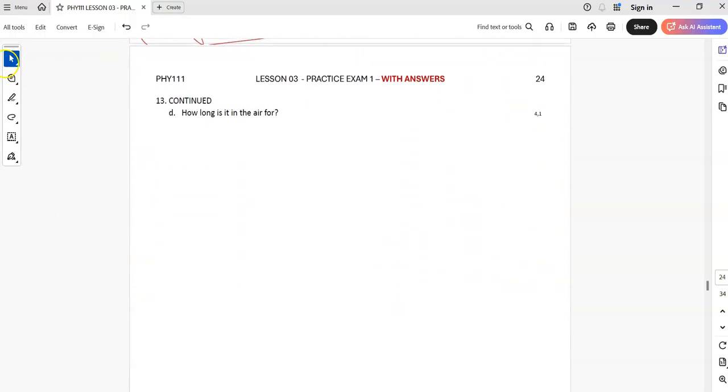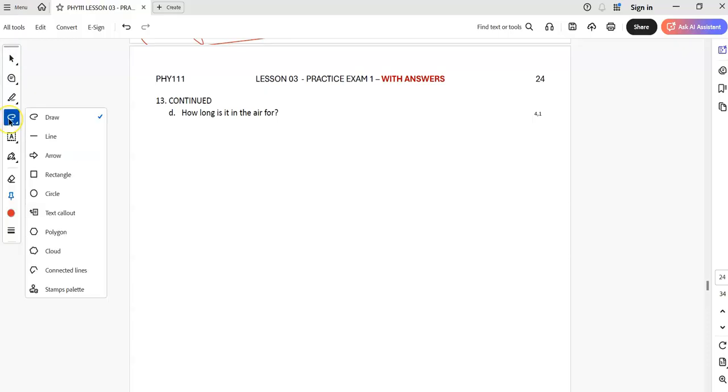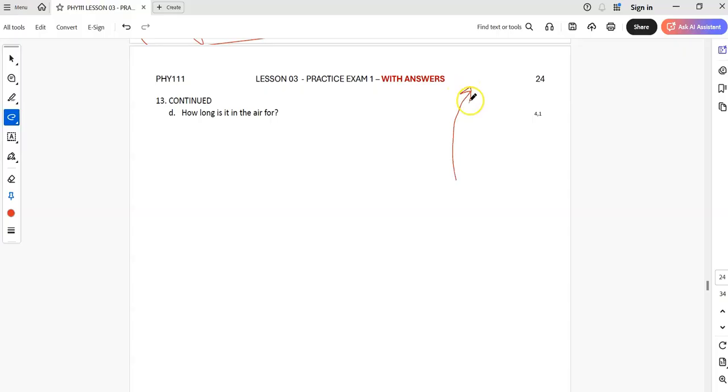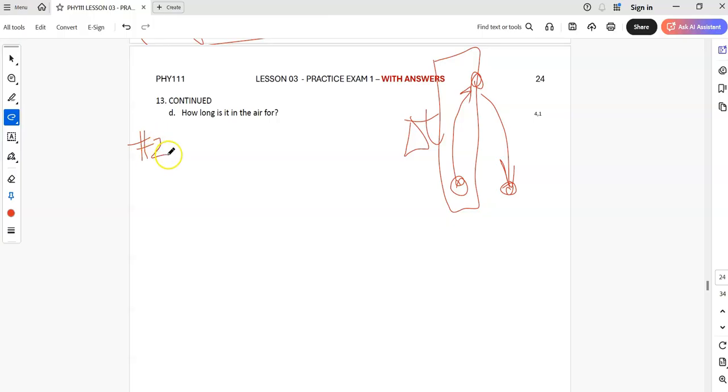Now, if we look at the next part of the problem, it says, how long is it in the air for? Well, remember, you've split the problem in half. You have the ball going up and then the ball coming down. So let's just figure out the time for it going up, and then when we're done, we can just double it to get our total time in the air. So our time going up is our delta t, and we can use any formula except for the one we just used. We used formula number 3. So let's use formula number 2. That's a pretty easy formula to use.